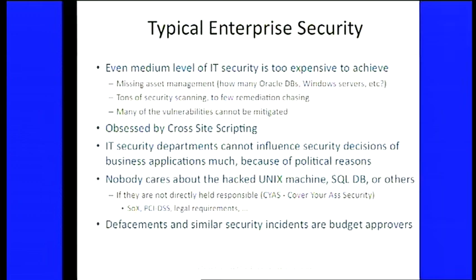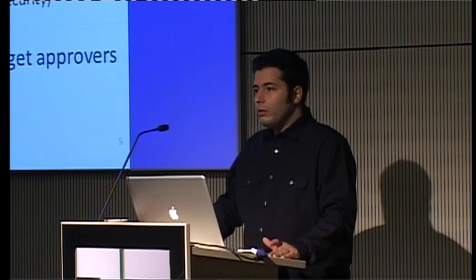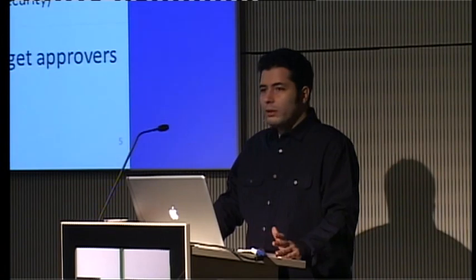When we talk about enterprise security, the truth is even achieving what we call the medium level of security is almost impossible in a big company. First, asset management is the problem. Security teams don't know what systems they have in general. So even the answer of how many Oracle databases we have in our enterprise is very tough for many of them. And of course, tons of security vulnerability scanners are purchased, and nobody looks at the results of these kinds of scans.